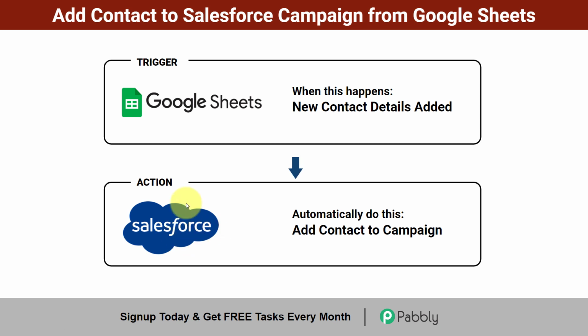So to do that you have two choices. Either you can manually export the data and import it here, or you can sync these contacts in real time with your Salesforce campaign. So what will happen? Every time you add a new contact in your Google Sheets, the same contact will be added to your Salesforce campaign automatically and instantly. Want to learn how you can also automate this process? Then come with me and I will show you everything step by step.